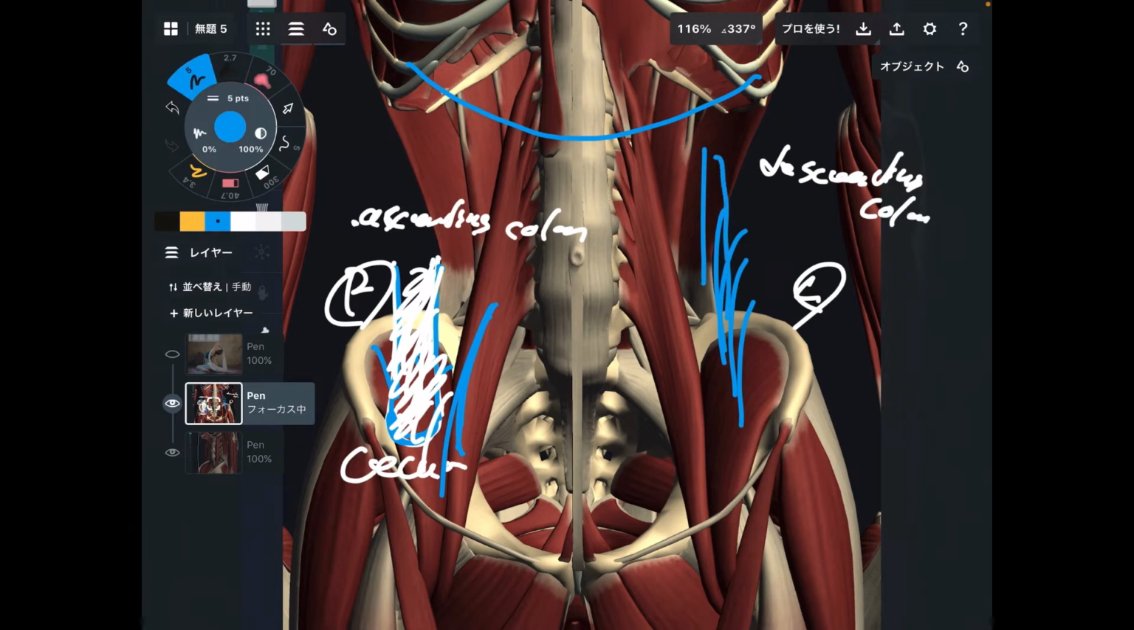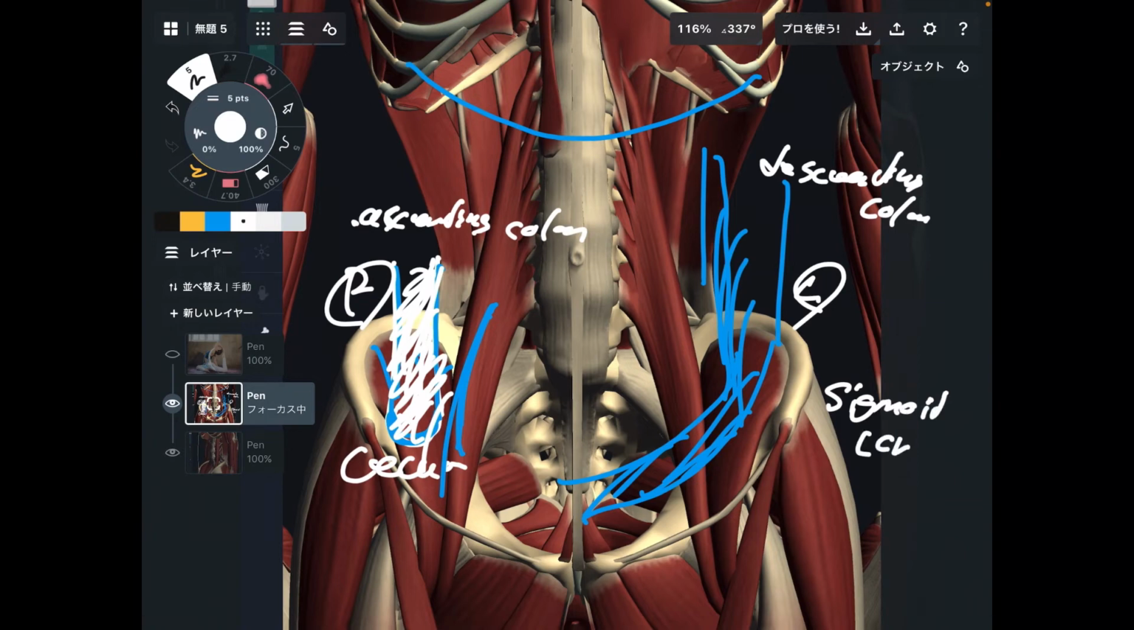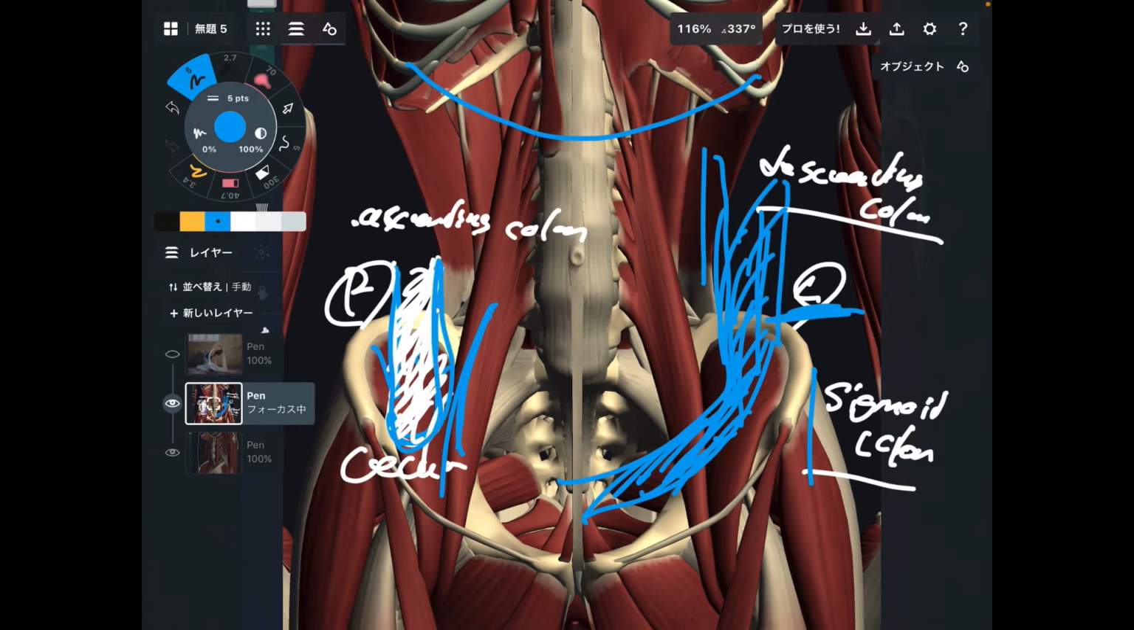Descending colon like this. Then that becomes this one. This is sigmoid colon. Descending colon and sigmoid colon also have relationship with iliopsoas. Okay, descending colon, sigmoid colon, it's on left side. Cecum and ascending colon, they have relationship on right side.